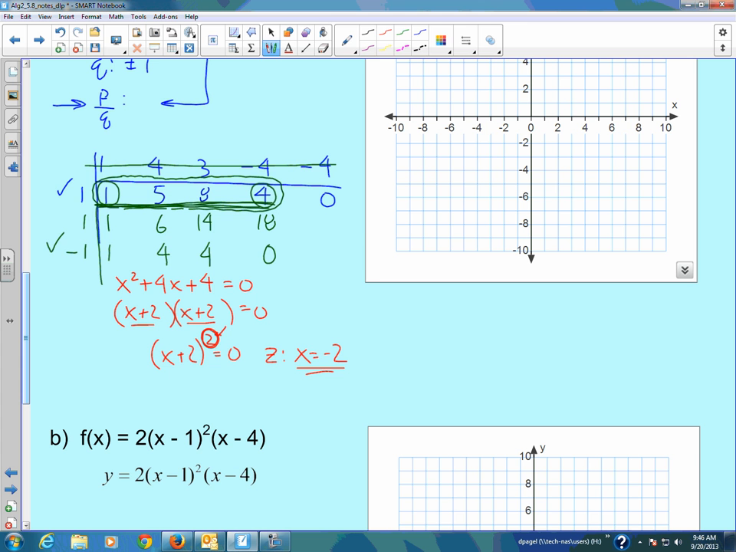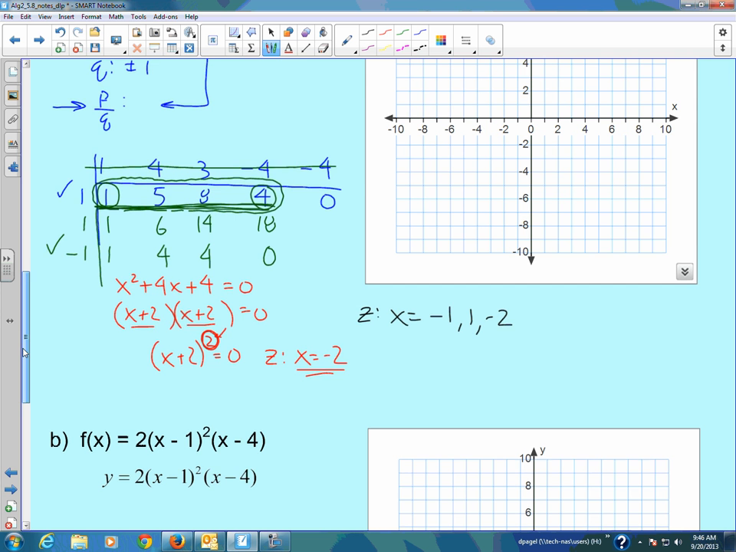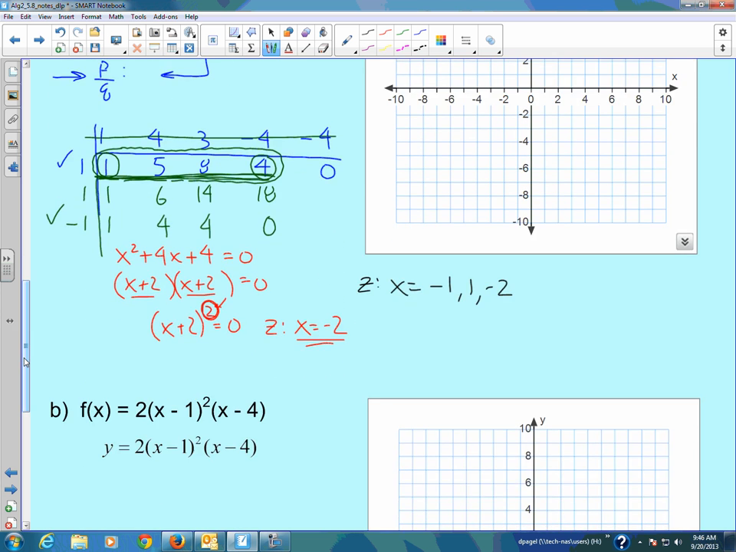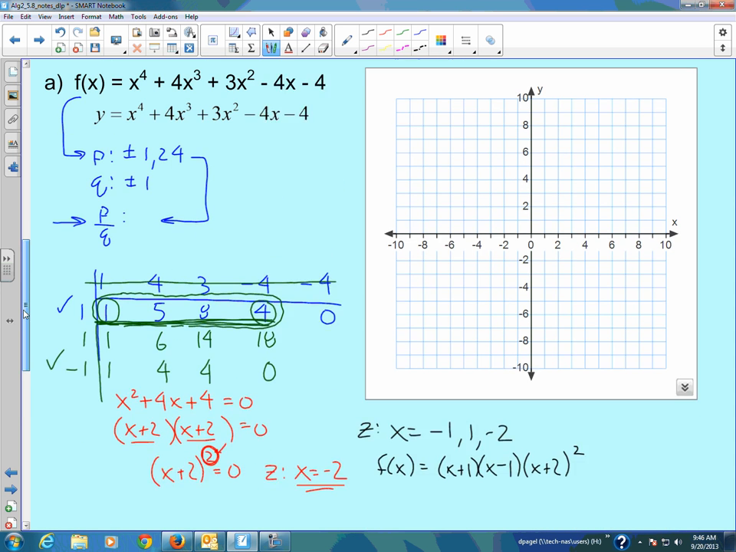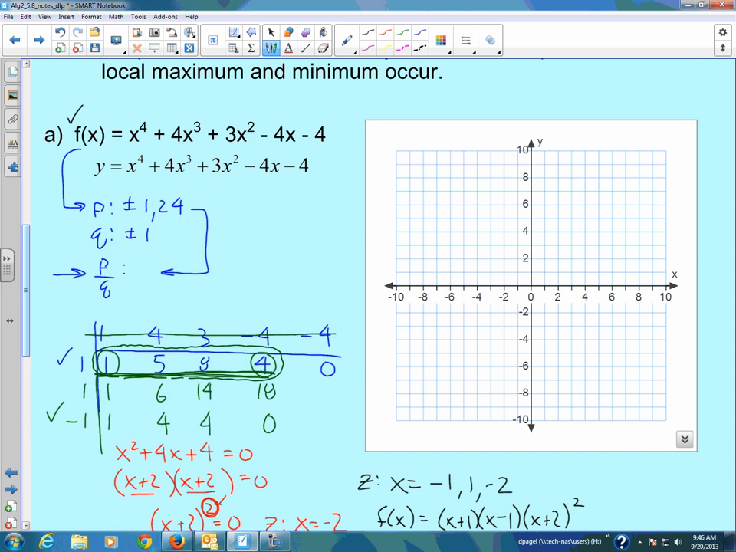So all of my zeros so far, my zeros are x equals a negative 1, a positive 1, and a negative 2. If I wanted to, I could write this thing into factored form. It's not asking me to do that, but I could. f of x is equal to an x plus a 1 times a quantity x minus a 1 times an x plus a 2 quantity squared. There's my fourth degree. So that's the factored form of this original f of x function in expanded form.